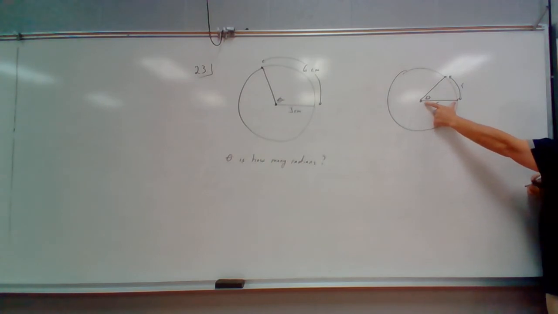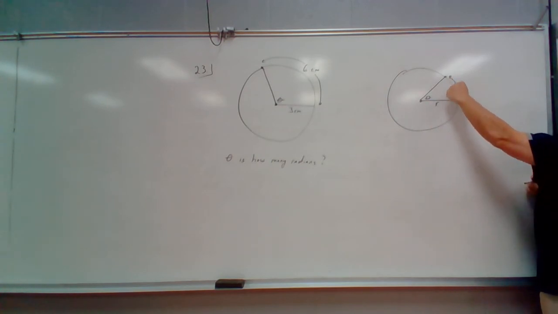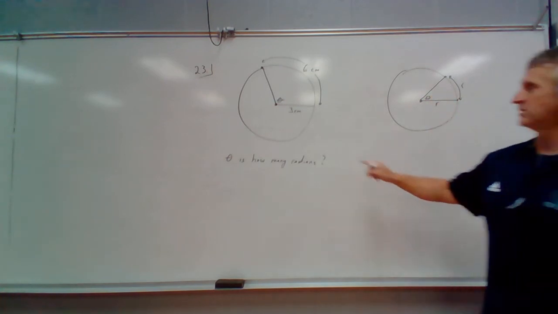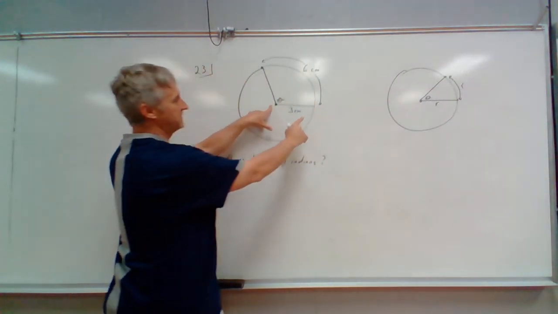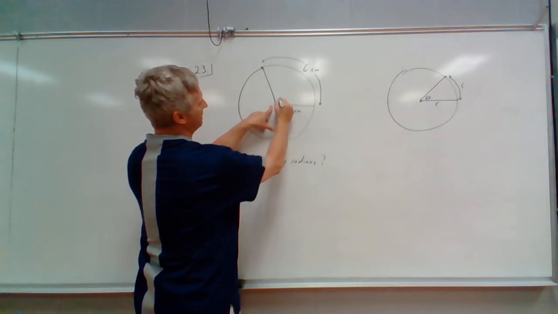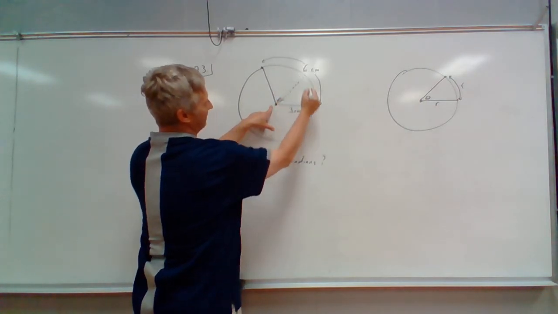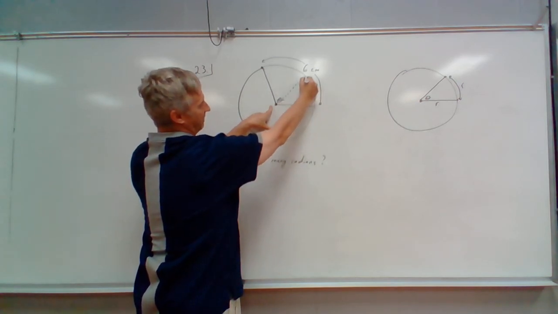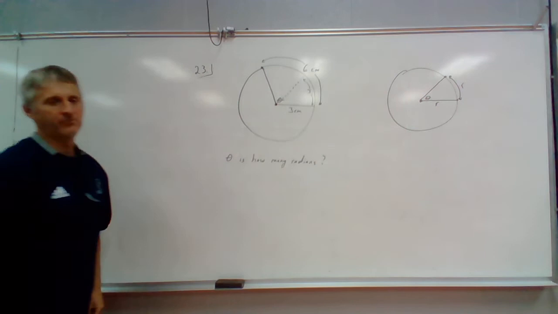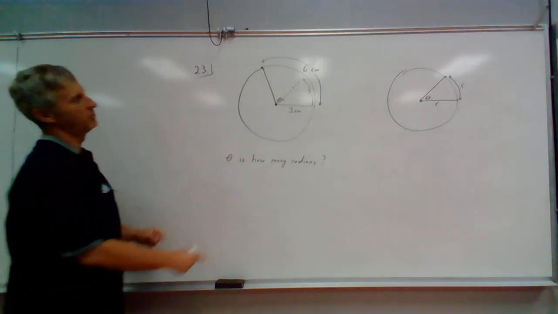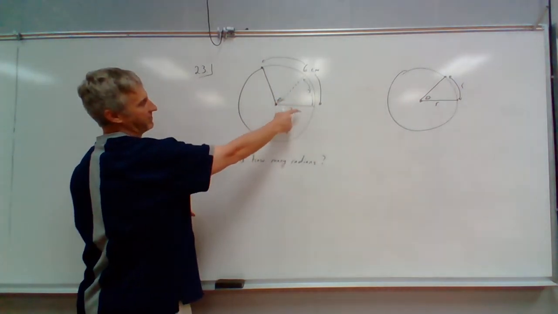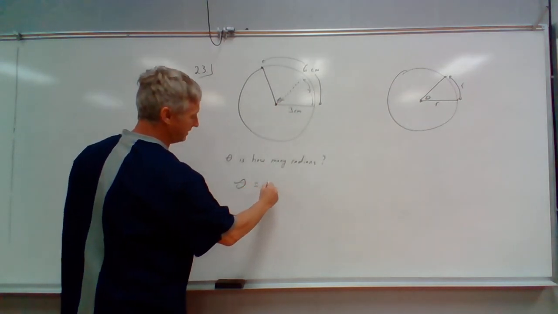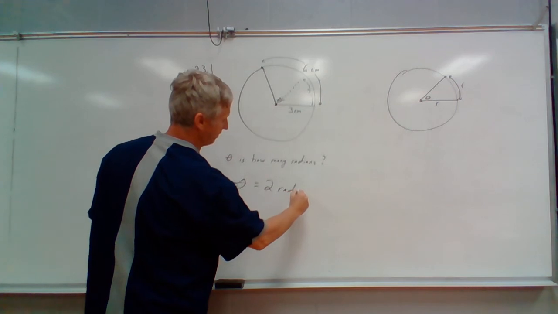So if this was, say, 5 centimeters, this distance would be 5 centimeters, and this would be 1 radian. So here, notice that we have a radius of 3 centimeters. So 1 radian would be right in this area. So where this is 3, from here to here, that would be 1 radian. So if I go all the way around to 6 centimeters, that's obviously going to be 2 radians. So theta is equal to 2 radians.